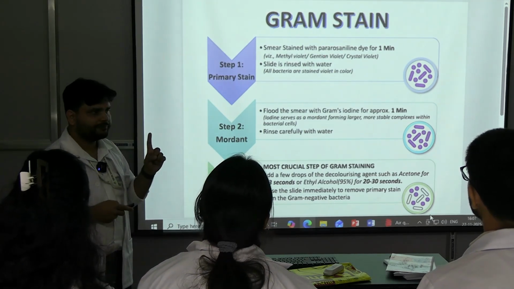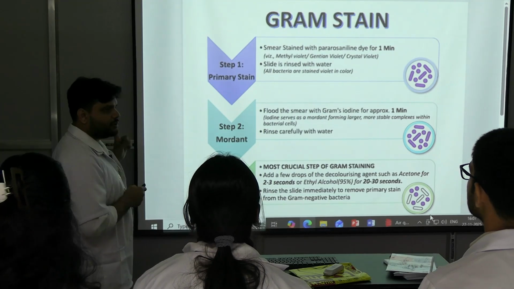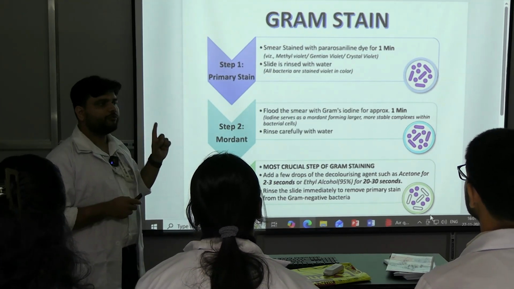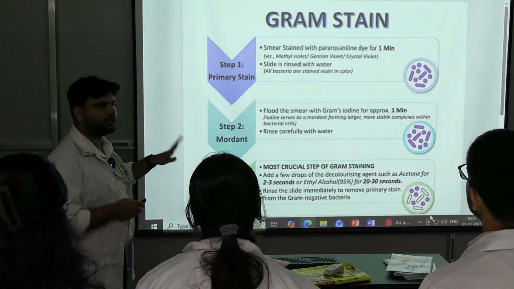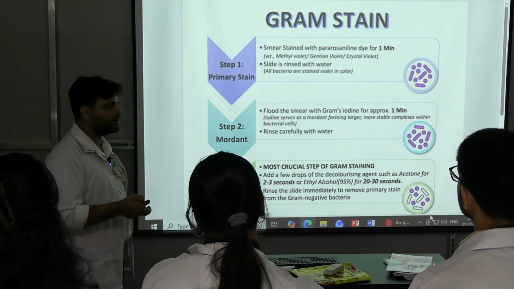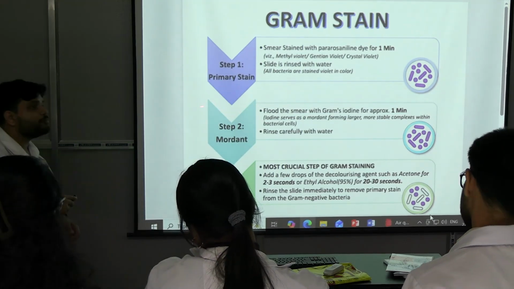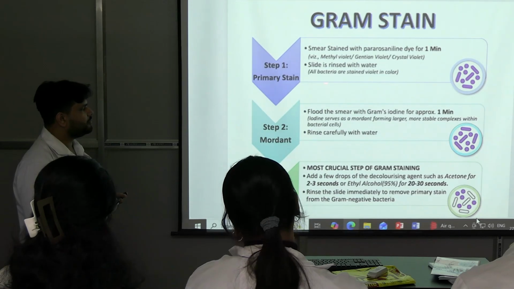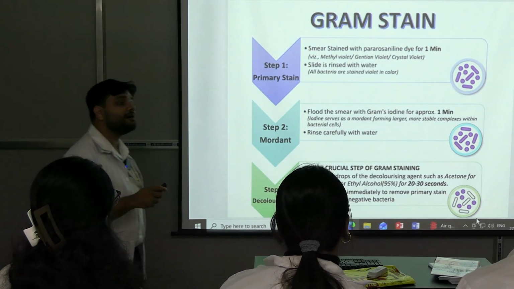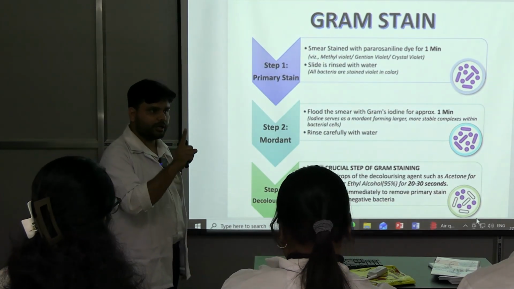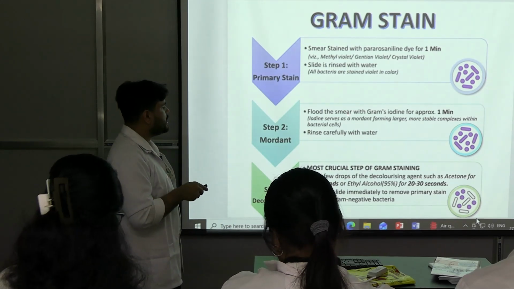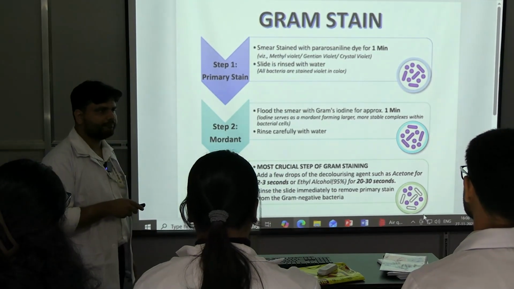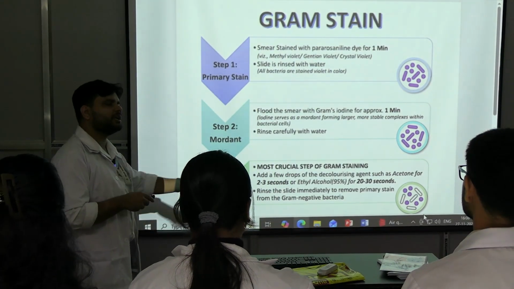We use it for 1 minute. First step is the primary stain. We use either methyl violet, gentian violet, or crystal violet, for 1 minute. After that, we rinse it under the water. We'll show you how to rinse it properly. The second step is the mordant. After we have washed away the primary stain, we'll flood the smear using Gram's iodine for again 1 minute. Remember the times, very important. Iodine serves as a mordant, forming larger and more stable complexes within the bacterial cells. And finally, again, we'll be rinsing it under the water.